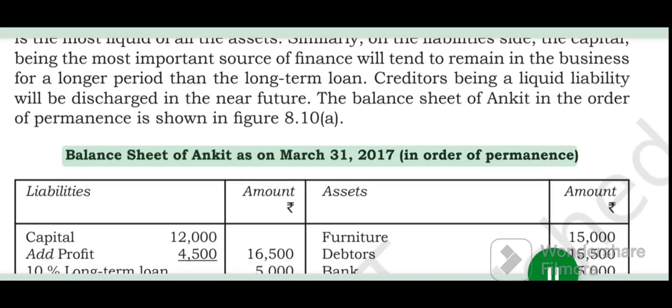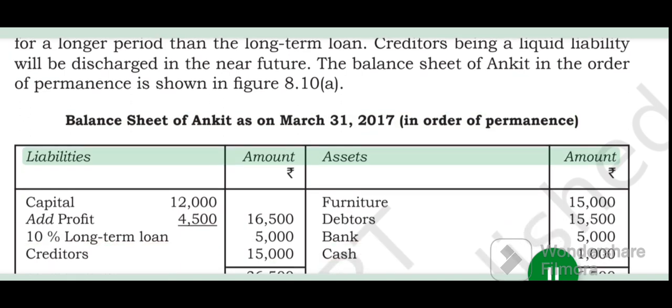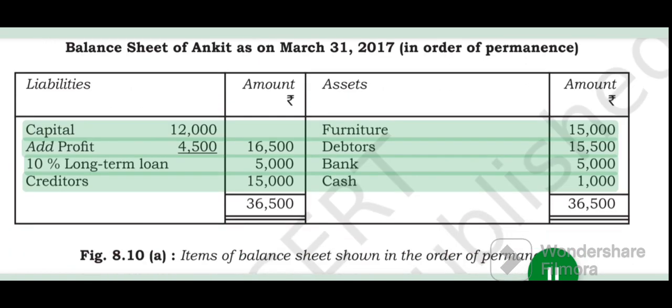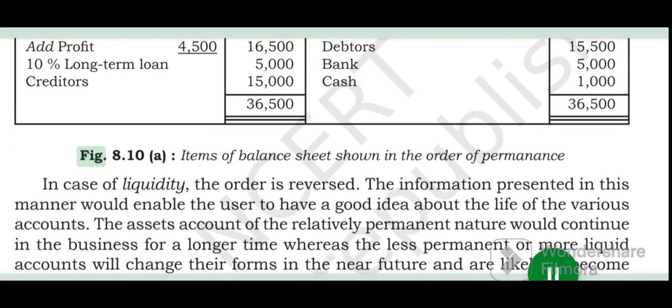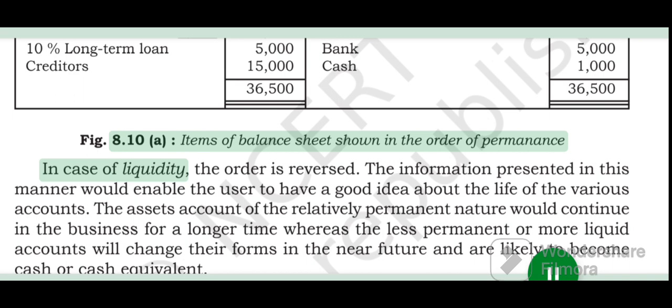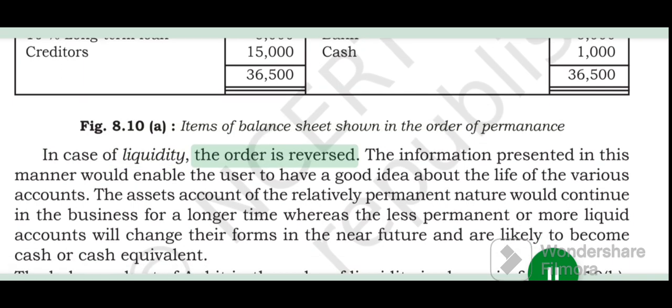Balance sheet of Ankit as on March 31, 2017, in order of permanence. Liabilities: capital 12,000, add profit 4,500, 16,500; 10% long-term loan 5,000; creditors 15,000. Assets: furniture 15,000, debtors 15,500, bank 5,000, cash 1,000. Total 36,500 on each side. Fig. 8.10a. Items of balance sheet shown in the order of permanence.